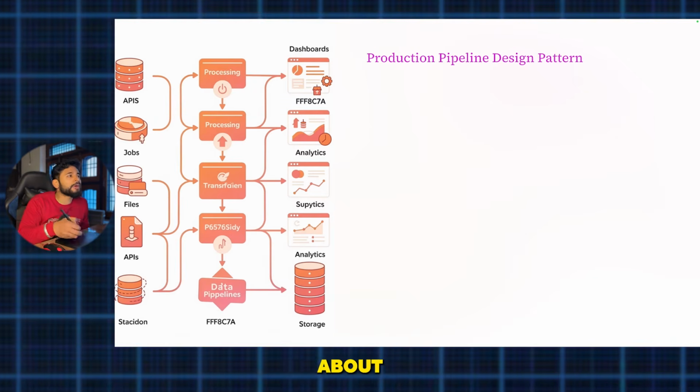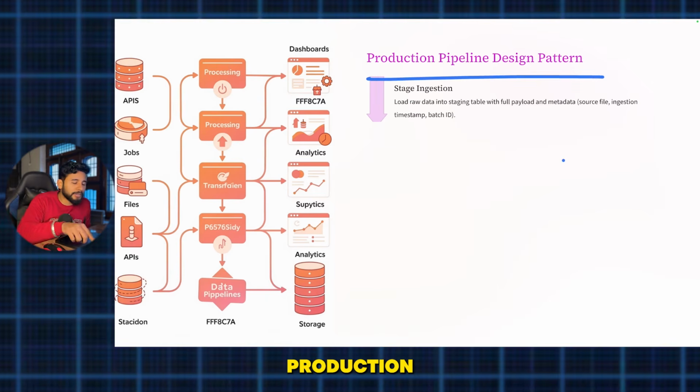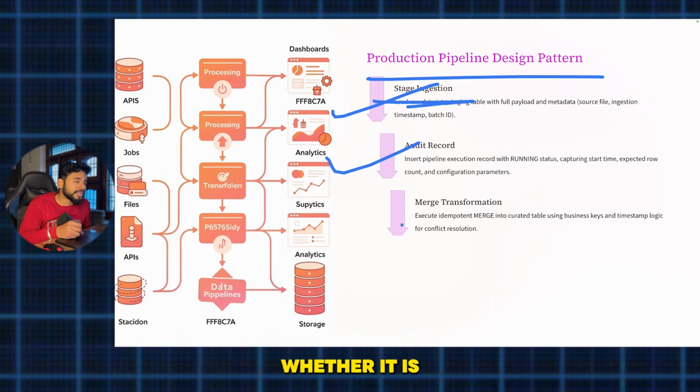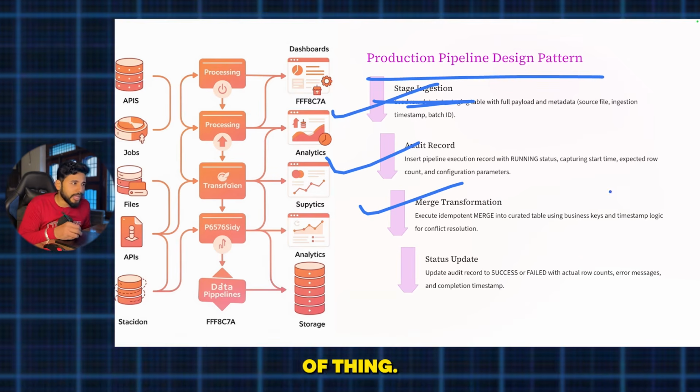Next thing we were talking about is the production design of the pipeline. First one will be the stage ingestion, where we have used these kinds of techniques. Next is the audit of records, whatever records you have got in the bronze layer, whether they are fine or not. Then you have to do the merge transformation in your silver layer. Next thing will be your status update.